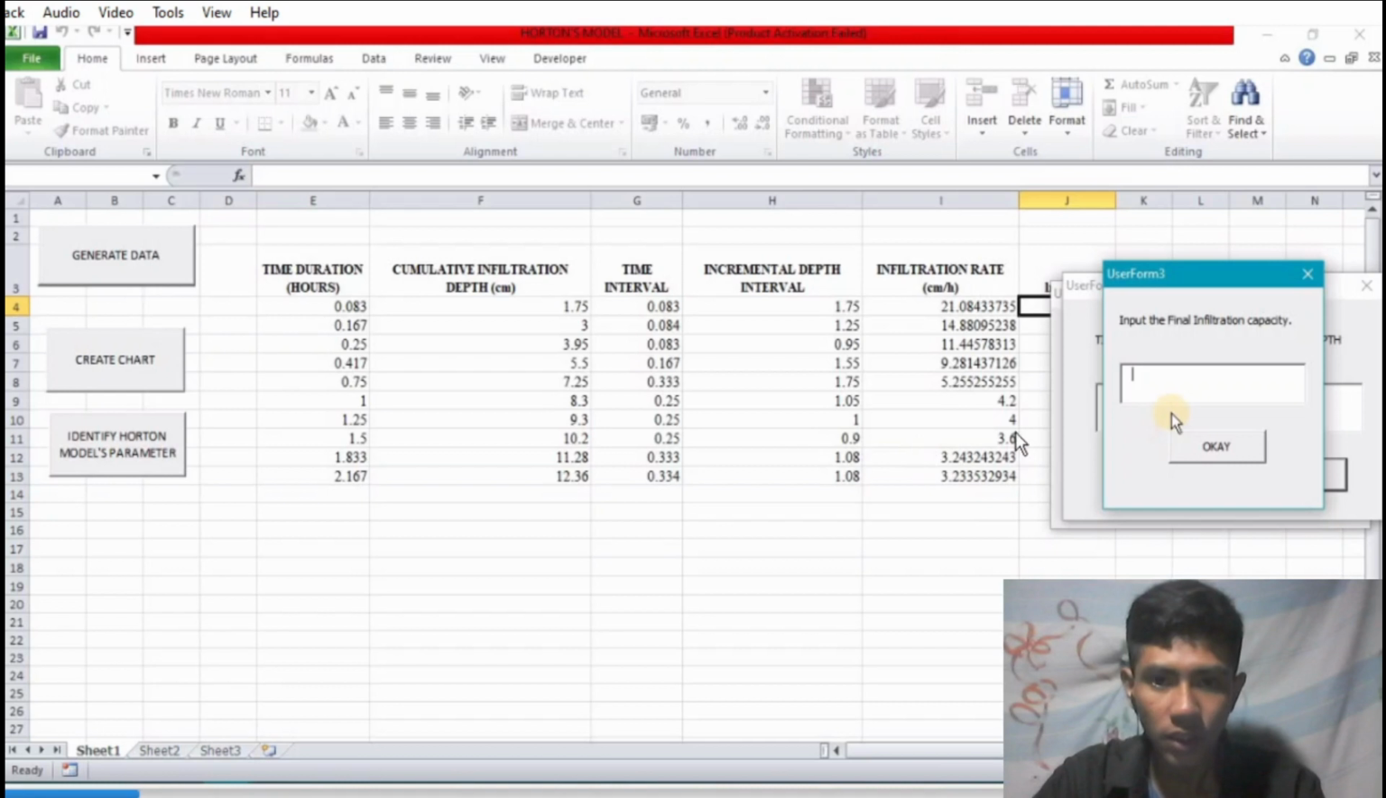So, malapit siya sa steady state niya, but ang given has hanggang 2.167 hours lang. If we proceed furthermore, we can get a steady state, but we can assume na already na ang steady state niya is 3.2. So we're going to use 3.2 as the steady state of this process. 3.2. Okay.